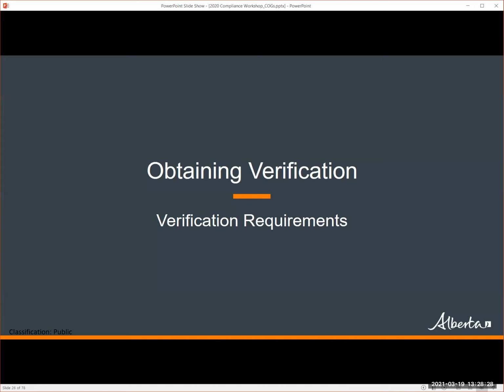This next section is on obtaining verification, and I'll let Maggie Scott, I guess, run us through this section of the deck. Okay, thanks, John. So next slide, please.